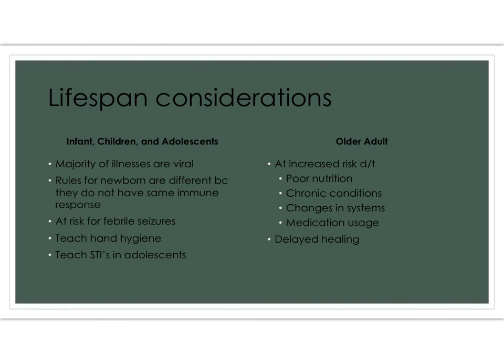And then when we focus on the older adult, we know that they're at increased risk of infection because, one, they have a lot of chronic conditions, which we've been covering in class. Two, a lot of times they can have a poor nutritional status. They can have just the natural changes that occur in their systems that place them at increased risk. And then they have medication use that might place them at increased risk.